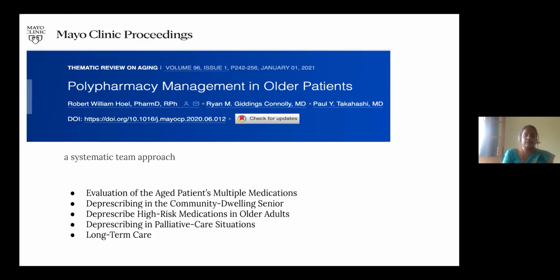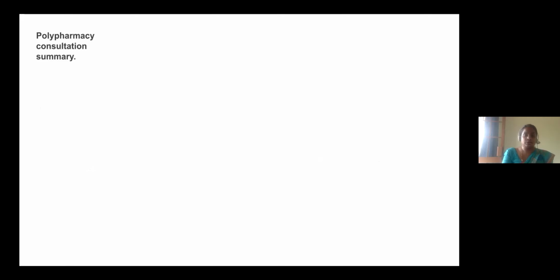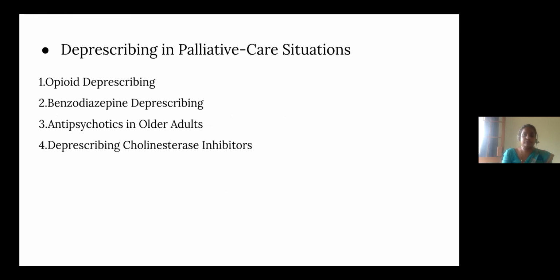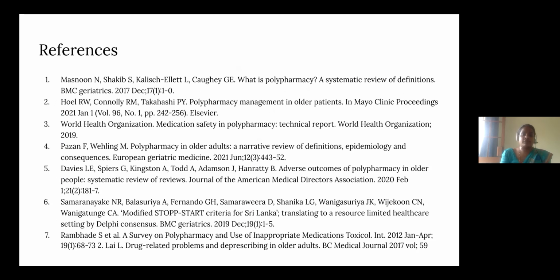Recently, Mayo Clinic Proceedings published this polypharmacy management approach for all patients, which I'm not going to go through. You can use this initially when you do the prescribing. Managing polypharmacy is a balance between providers' healthcare goals and patients' healthcare goals, and balancing adverse events and geriatric syndromes, and patients' preferences for treatment. These are my references.